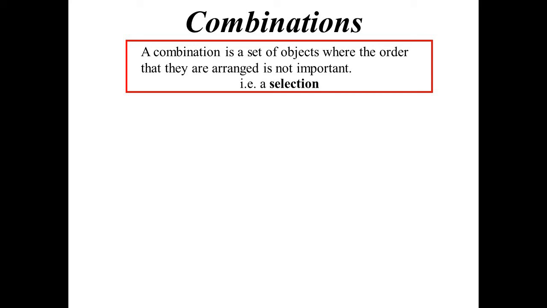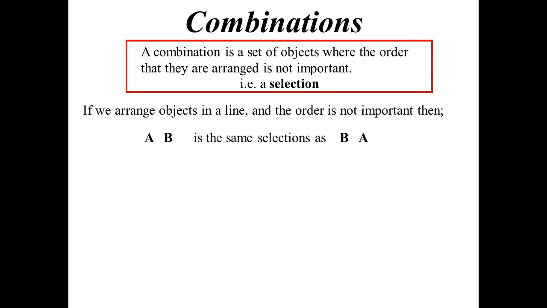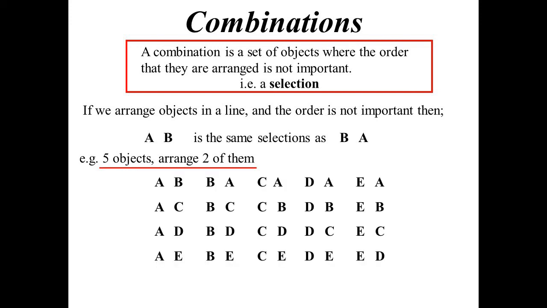So we're going to arrange objects in a line, but this time the order is not important. Then as far as we're concerned, AB, whilst visually it's different to BA, we think of them as the same thing because it's the same objects. So we'll start with this. We've got 5 objects. We're going to arrange 2 of them. Now, if the arrangement was important, we'd have all of these possibilities there. And we could work out 5P2, there's actually 20 of them.